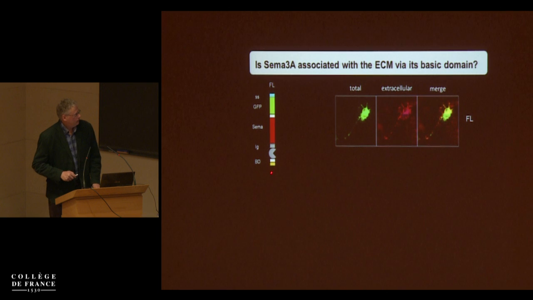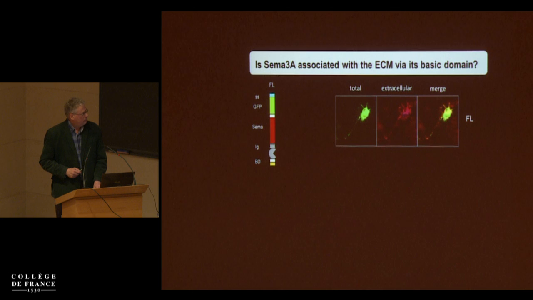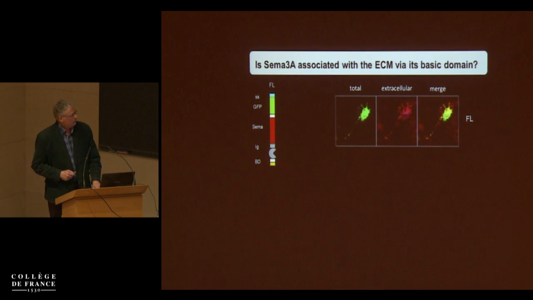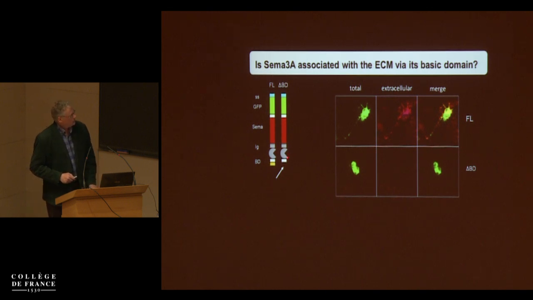Is this through its basic domain? It was actually the domain that was suspected to be the binding domain with the extracellular matrix. So we produced a number of mutations, a basic domain mutation. This is transfection with the wild type semaphorin 3A. There's clear expression intracellular and extracellular of SEMA3A, so it binds to the matrix here. With the basic domain mutant, we actually only observe intracellular expression and very little extracellular expression.